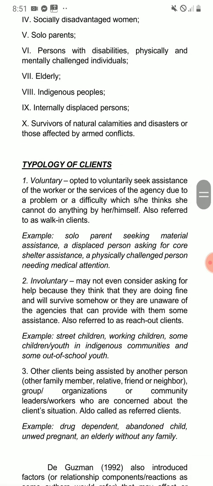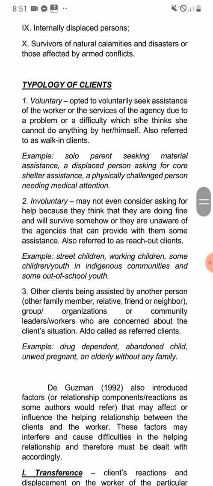Okay? So, typology of clients. Pag sinabing typology of clients, ito yung iba't ibang klase ng individual clients. Ito yung mga paraan kung paano mo na-discover na may problema si client o kung paano siya lumapit sa'yo. First, we have voluntary. So, may mga individual clients tayo who voluntarily seek assistance of the worker. Mismong lumapit sila sa social work agency. Sila yung mga tinatawag na walk-in clients.